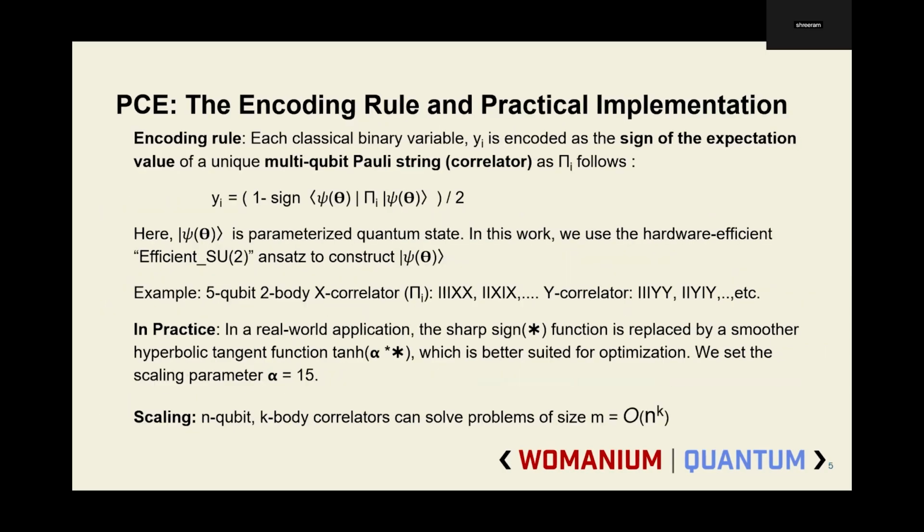Here is a brief look at how the encoding works. Each classical binary variable, y_i, is encoded as the sign of the expectation of a unique multi-qubit Pauli string, also called a correlator. For instance, the 5-qubit two-body X correlator consists of 5 qubits with X applied to 2 qubits. Similarly for Y and Z correlators. Here, psi theta is a parameterized quantum state. To construct it, we use a hardware-efficient SU2 ansatz. In practice, we replace the sharp sign function with a smoother hyperbolic tangent function with a scale alpha, which is set to 15 here, which is better suited for optimization.